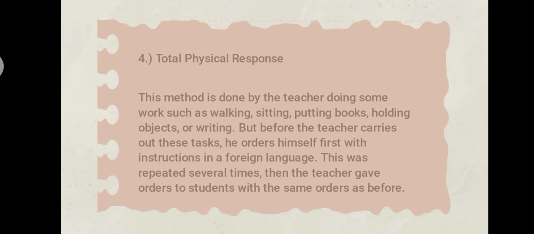And the fourth, total physical response. This method is done by the teacher doing some work such as walking, sitting, putting blocks, holding objects, or writing. But before the teacher carries out this task, he orders himself first with instructions in a foreign language. This was repeated several times, then the teacher gave orders to students with the same orders as before.